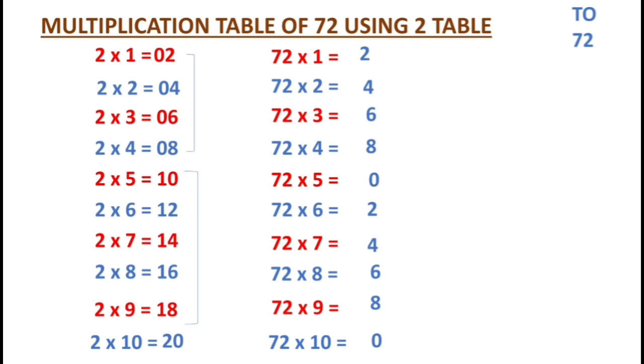Now from 2 1s are to 2 4s are, the calculation is the same. Then the plus 1 we do after 2 4s are. From 5 to 9, the calculation is the same. And for the last, 2 10s are, the calculation will be different. Now let us find the 72 table.